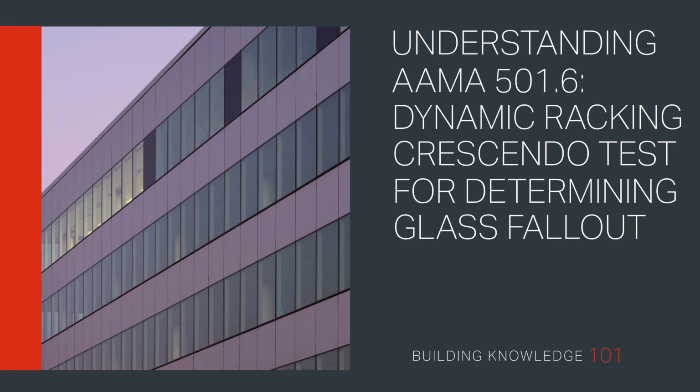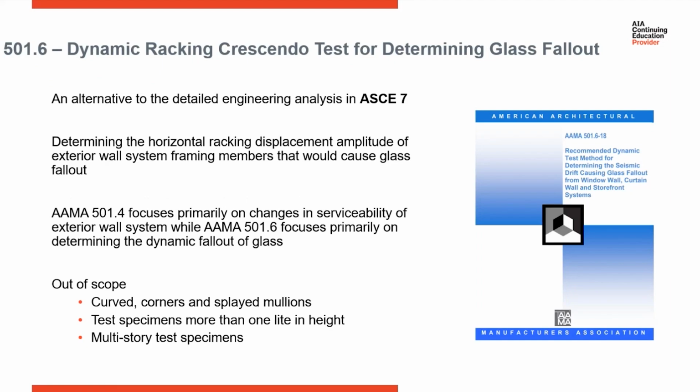In this video, we look at the AAMA 501.6 standard and the complex process of determining the horizontal racking displacement amplitude of exterior wall system framing members that could cause a glass fallout. And in terms of doing that, engineering analysis would be to do AAMA 501.6, the dynamic racking crescendo test for determining glass fallout. So this is determining the horizontal racking displacement that will cause the glass to fall off a curtain wall system.